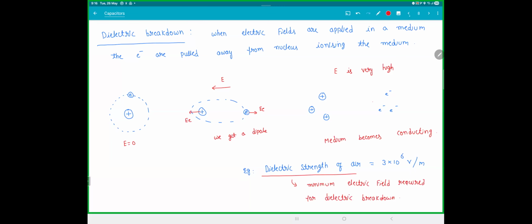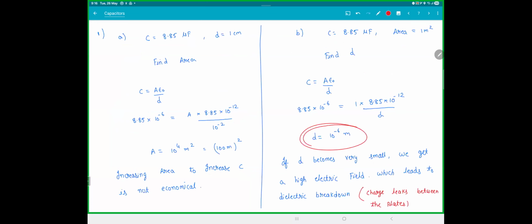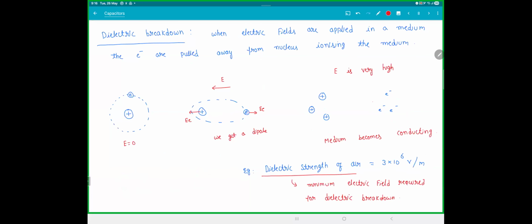Now look at the previous question we got, 10 power minus 6. That means if you apply even a 10 volt battery, the field will be 10 volt by d, which is 10 into 10 power 6, which is greater than the dielectric strength of air. The capacitor will not work. The capacitor will burn down. You'll get a lot of sparks and a lot of heat generated and it burns down. So how does that look like? Let's see. Looking will make things more clear.